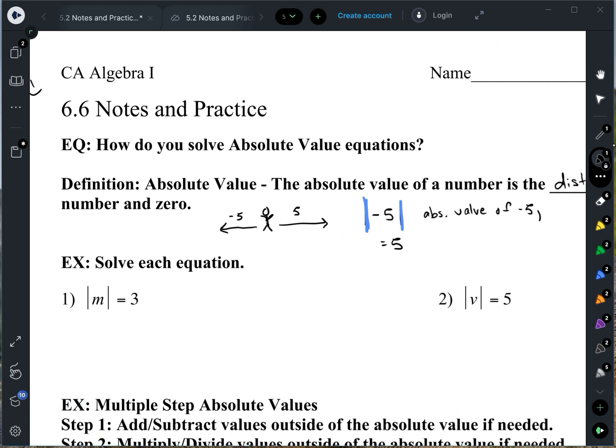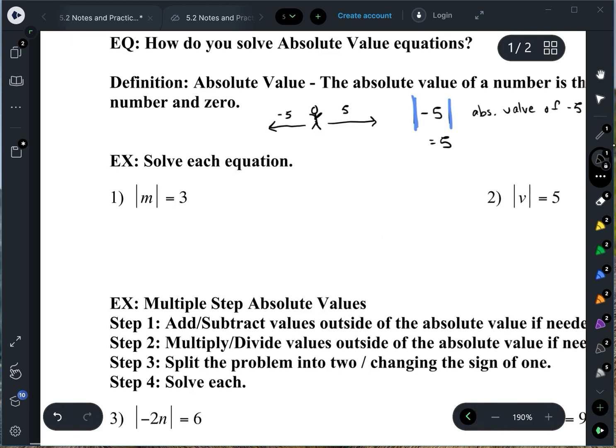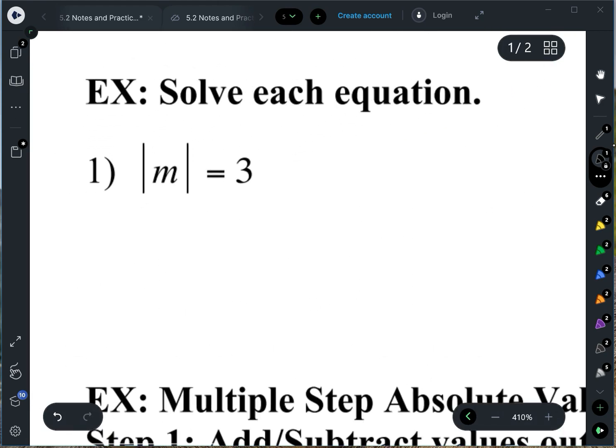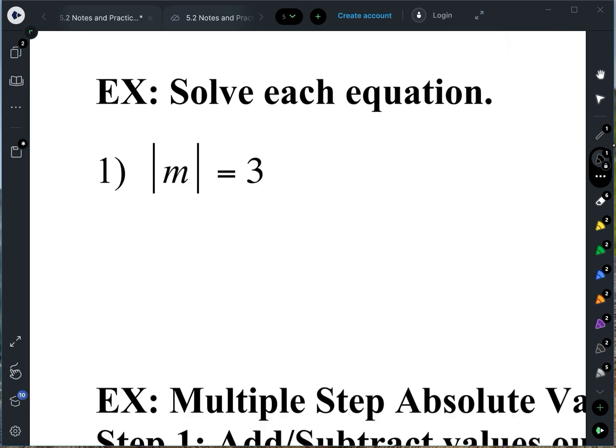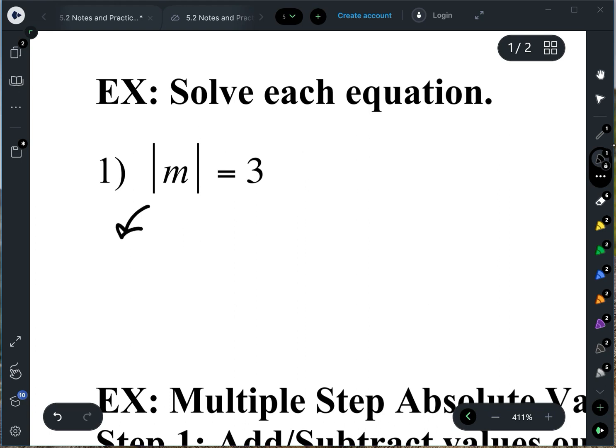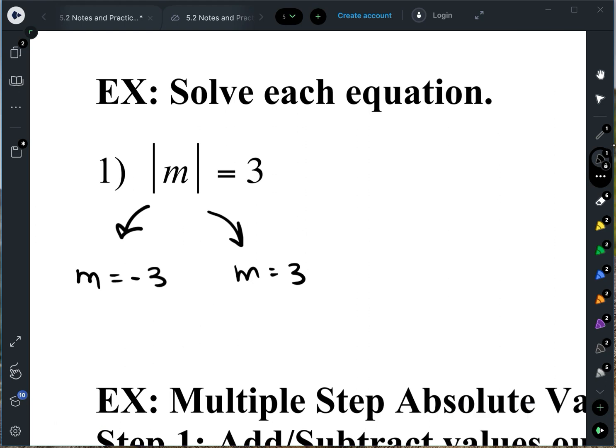Solving these equations really isn't too bad. We actually have 2 little mini equations in one. So solve this equation here. Absolute value of m equals 3. It's this easy. Basically, it's just 2 problems. What that means is m equals -3 and m equals 3. 2 answers, 1 problem. I know, a little funky, but that's it.